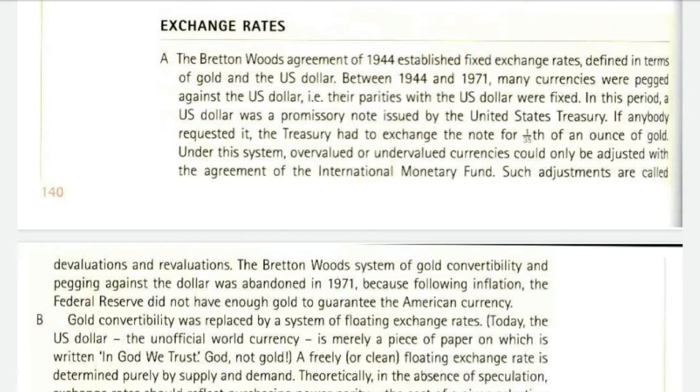Under this system, overvalued or undervalued currencies could only be adjusted with the agreement of the International Monetary Fund. Such adjustments are called devaluations and revaluations. The Bretton Woods system of gold convertibility and pegging against the dollar was abandoned in 1971 because, following inflation, the Federal Reserve did not have enough gold to guarantee the American currency.